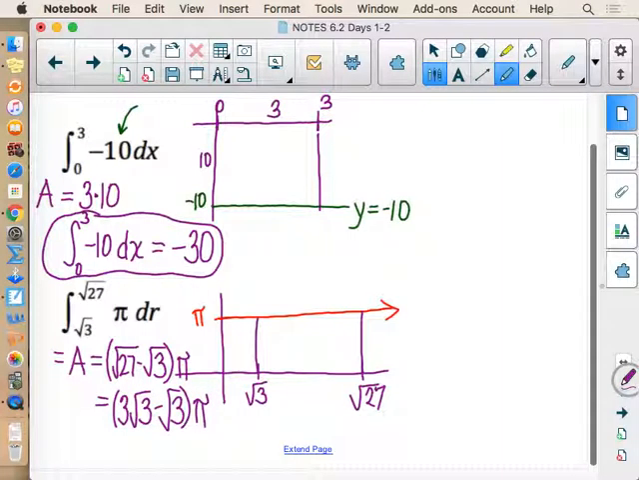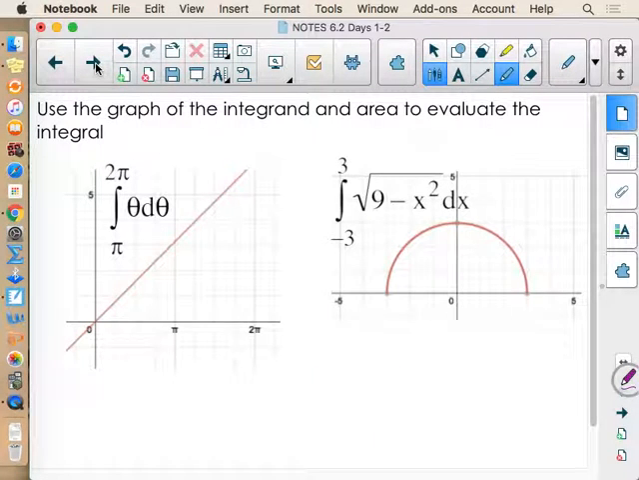So my final value here is going to be 2 times the square root of 3 times pi. And I'm just going to bring the pi out front. That will be my total integral value because it is the area above the x-axis, so my integral is equal to the area. The next two you have to use graphs.